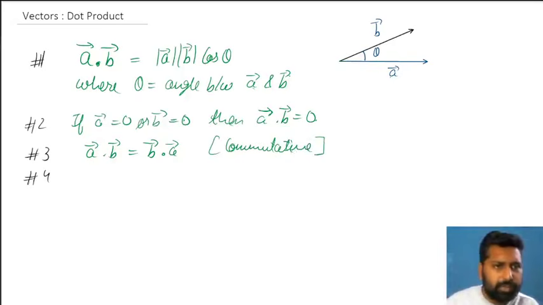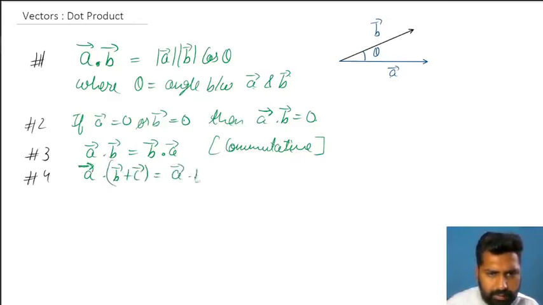We can use the distributive property also, like A dot (B plus C) is equal to A dot B plus A dot C. Means we can distribute the dot product over plus or minus. I'm not saying just plus, it can be minus also. So this is the distributive property.